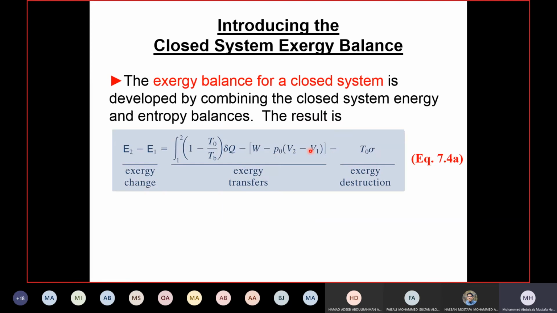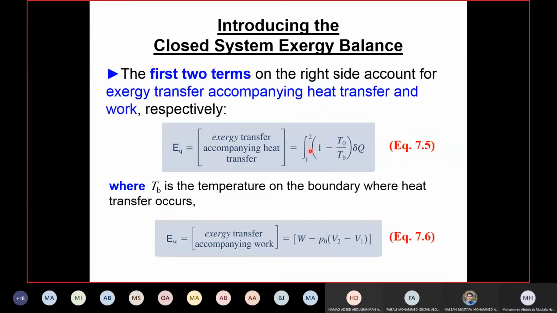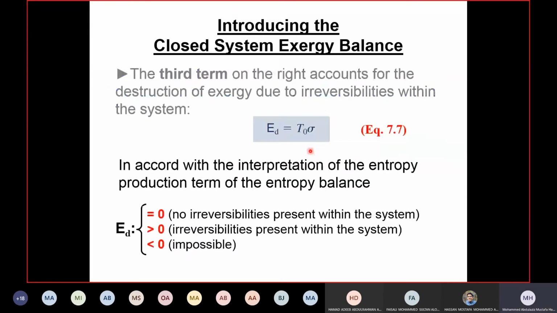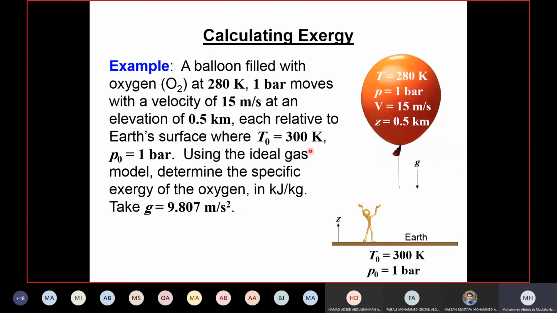Now let us go here and take an example. I hope I can take an example or two today. This is an example here.